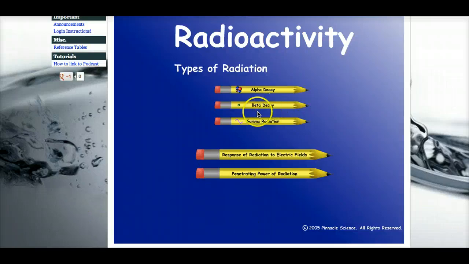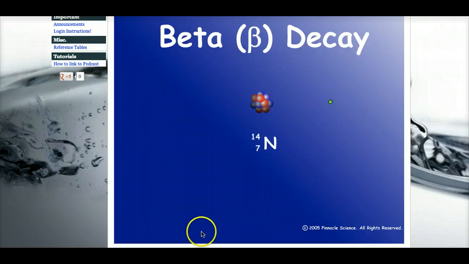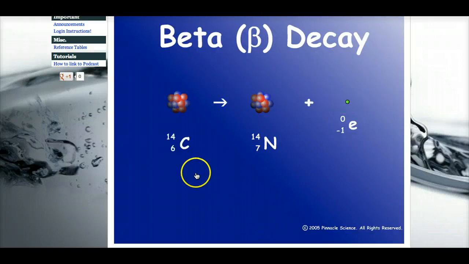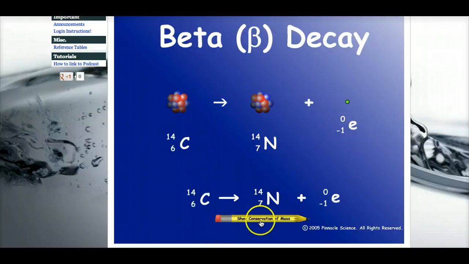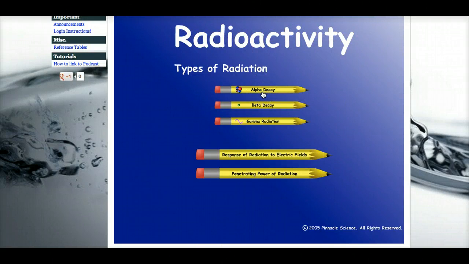Okay, let's look at beta decay. Okay, and let's continue. It's our electron that comes out. I'll show the equation, the one I just gave you, and there it is. Okay, let's look at alpha decay.